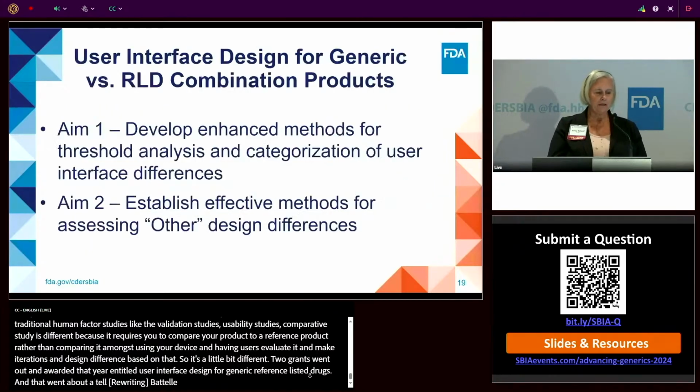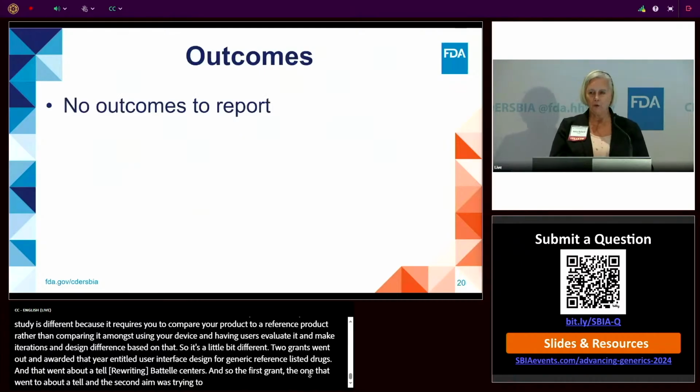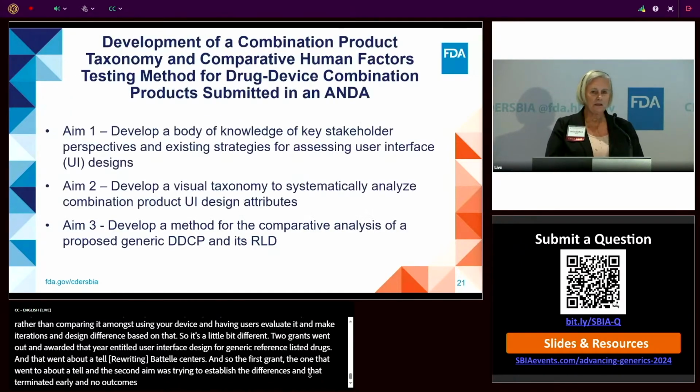So the first grant, the one that went to Battelle for the user interface designs for generic versus RLD combination products, had 2 aims. It wanted to develop enhanced methods for threshold analysis and categorization of user interface differences. And the second aim was to try and establish effective methods to assess these other design differences. Unfortunately, that grant terminated early and there are really no outcomes to report. The second grant, the development of the taxonomy, from the University of Detroit, had 3 aims.